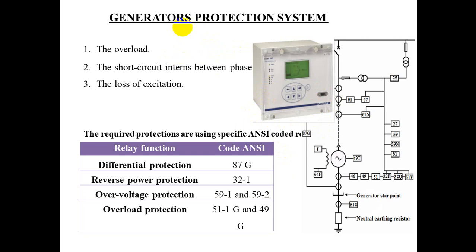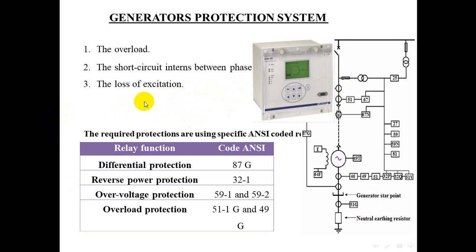Now, the generator protection system also consists of 1. The overload protection, which protects the generator from a high load. 2. The short circuits between phases, where a short circuit happens between the three phases. There are types of overload protection for this generator.